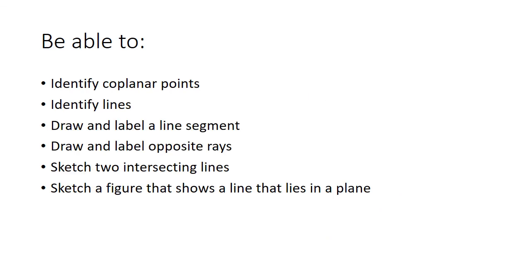So when you come to class tomorrow, be able to look at a picture and identify coplanar points. Be able to identify lines on a picture, just like the architecture building. Be able to draw and label line segments and rays. And then be able to sketch 2 intersecting lines and a figure that shows a line that lies in a plane. All right, so be able to do all those things when you come to class, and I'll see you later. Have a good night.